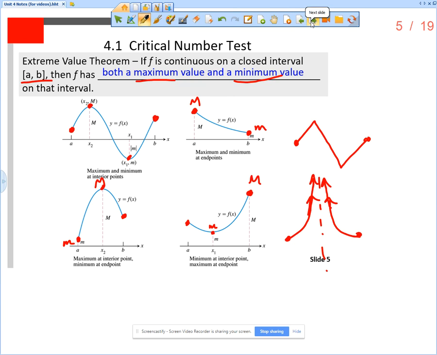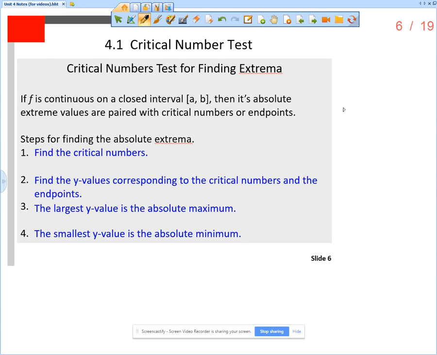So moving on to slide number 6. Now we're going to use this critical numbers test for finding extrema. We say if f is continuous on a closed interval a to b, which is what we just said, meaning there must be an absolute max and an absolute minimum, then its absolute extreme values are paired with critical numbers or endpoints. Now, endpoints are critical numbers, but I wanted to include it there so that we don't forget about them. So how do we find the absolute extrema? We're going to find the critical numbers. We're going to find the y values that correspond to the critical numbers, and then we just compare. The largest y value is the absolute max, and the smallest y value is the absolute minimum.